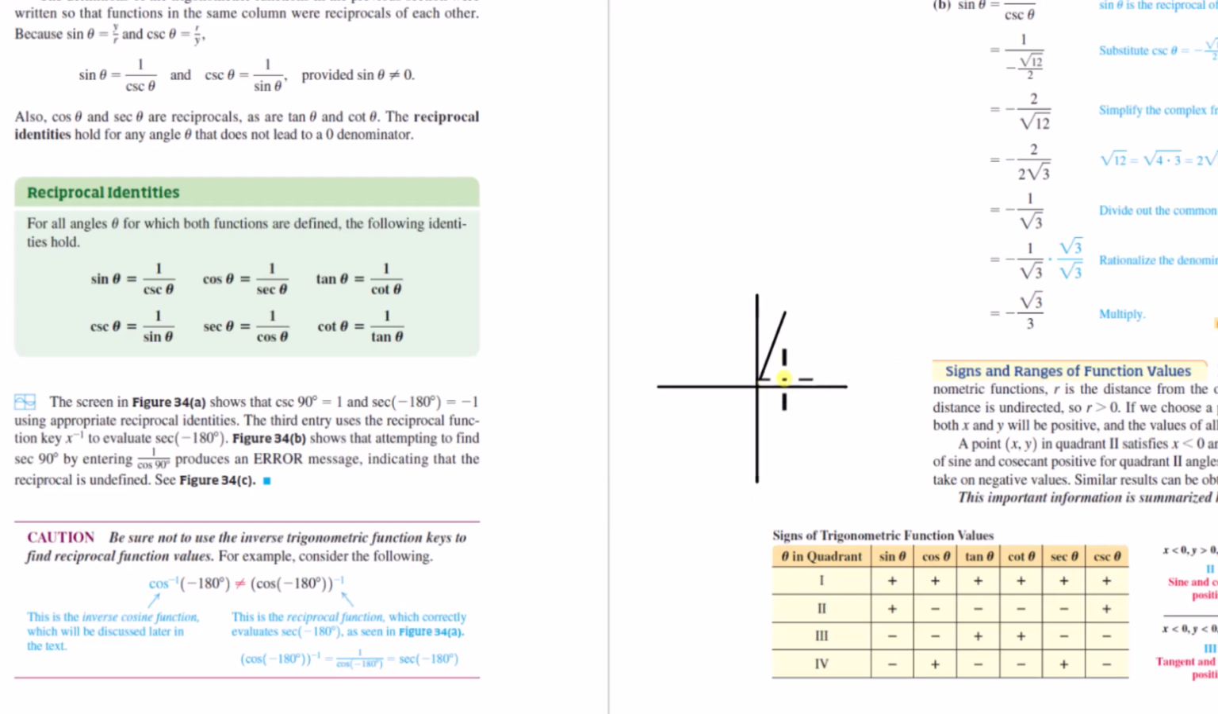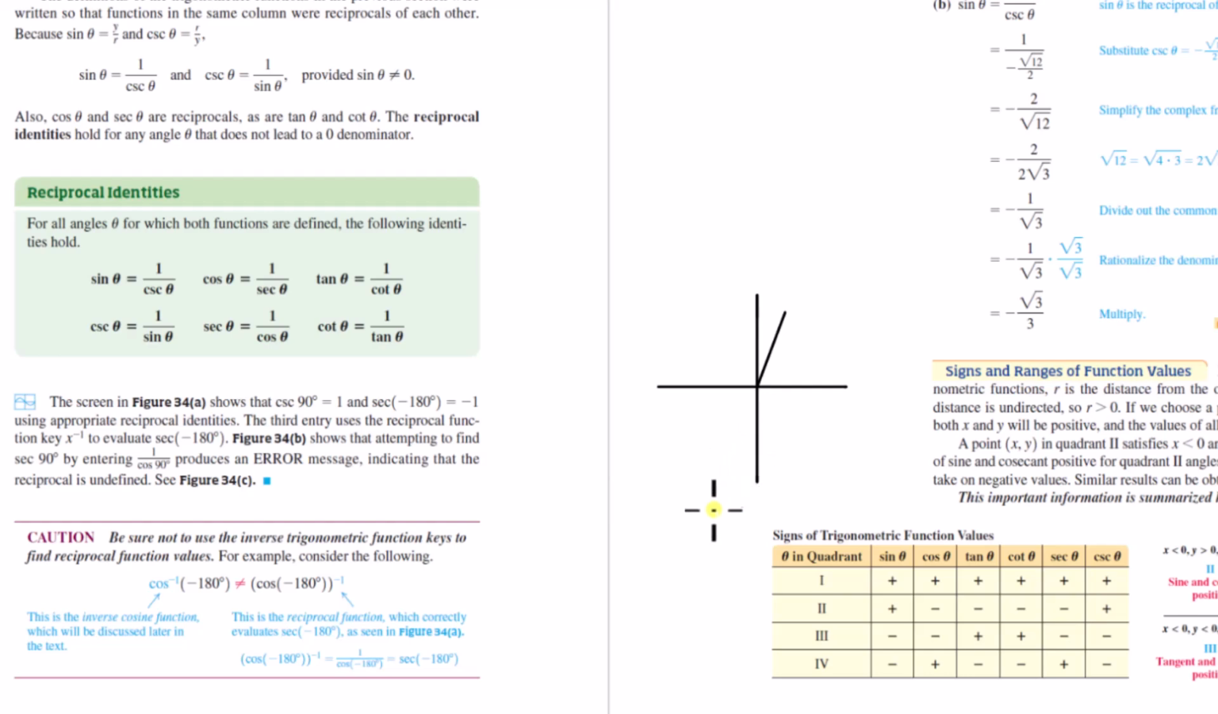Okay, and then don't forget, you're not limited to 0 to 360. You could go from negative infinity to infinity. You can go however many rotations in the positive or negative direction you want, infinitely many rotations. But coterminal angles are going to have the exact same trig function values.